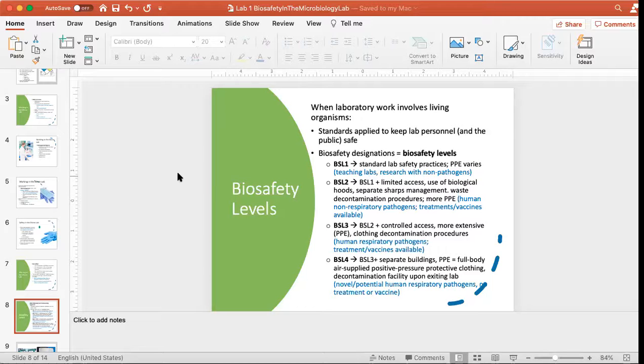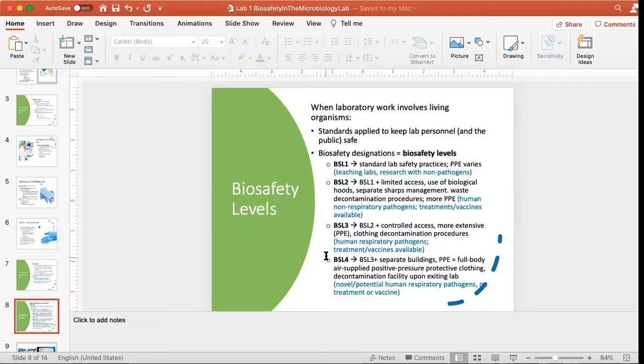These are standards that are applied to laboratories that are designed to keep the people working in the lab very safe, and also the general public. Now, I have a lot of information on this slide, but I want you to make a note for yourself that you do not need to know the list of standards for each biosafety level. I'm not going to test you on that.